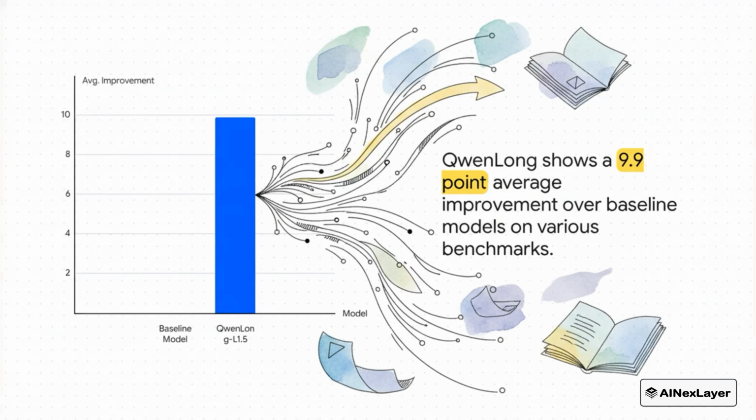And the numbers totally back this up. Across a whole bunch of different long document tests, this model showed a 9.9-point average improvement over the old baseline model. That is the previous best-in-class for this kind of thing. And that's not just a tiny step forward, that's a huge leap in what these systems can do.